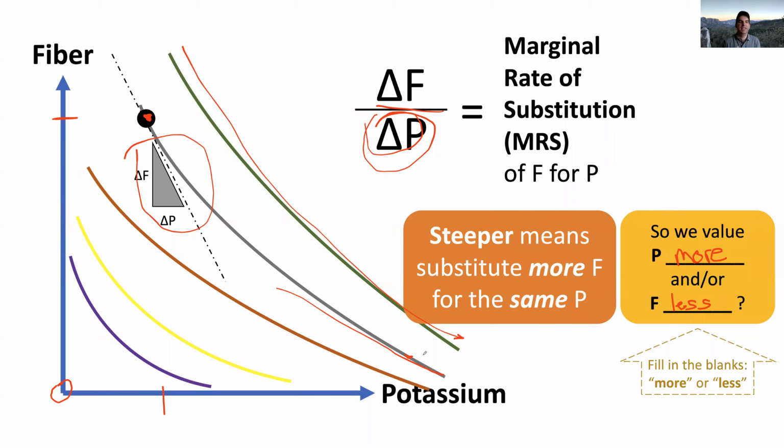So that's what the steepness tells me: my relative valuation of the two goods, based on how many of the goods I already have. So you pick a point that tells me how many goods I have, and the steepness tells me the relative value of the two goods that I have.